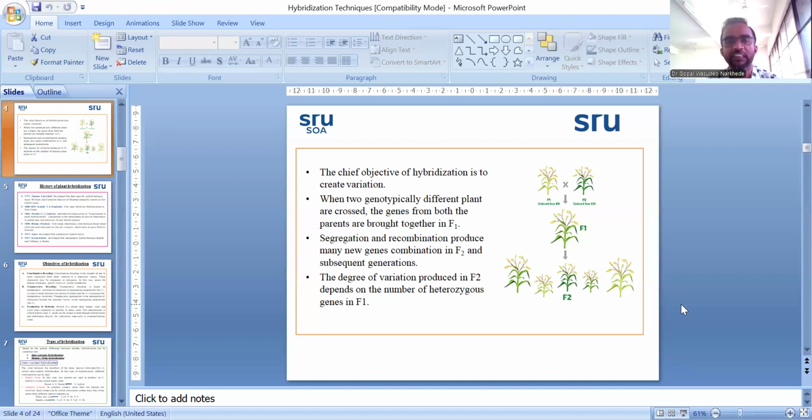So we have to cross two genetically, genotypically distinct plants. What will happen is that different genes from both the parents will be brought together in F1. As we all know, F2 is the most segregating population in the breeding life cycle. The degree of variation, or degree of segregation, produced in F2 depends on the number of heterozygous genes present in F1. If the number of heterozygous genes is more in F1, you will get more segregation and more variation in the F2 population. It all depends on how many heterozygous genes are present in F1.